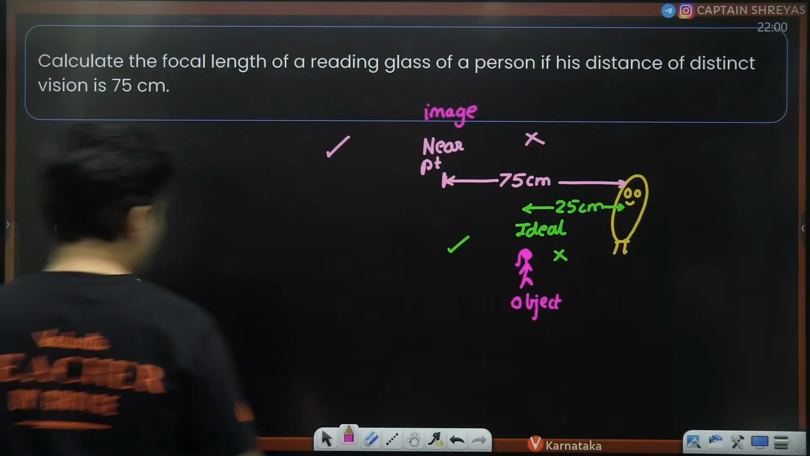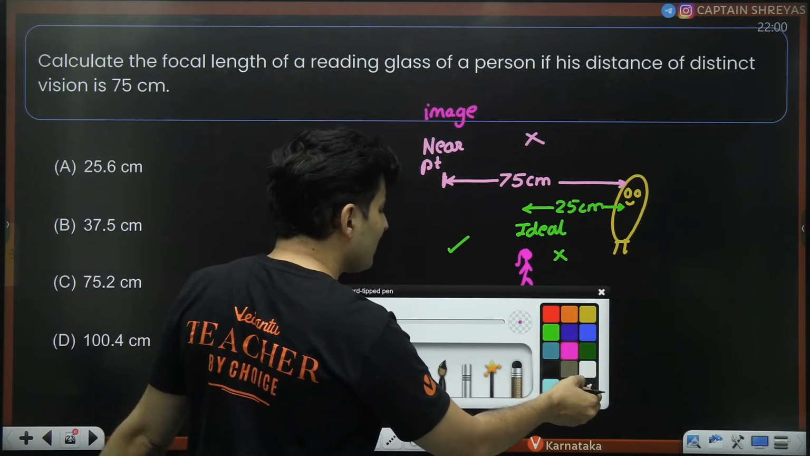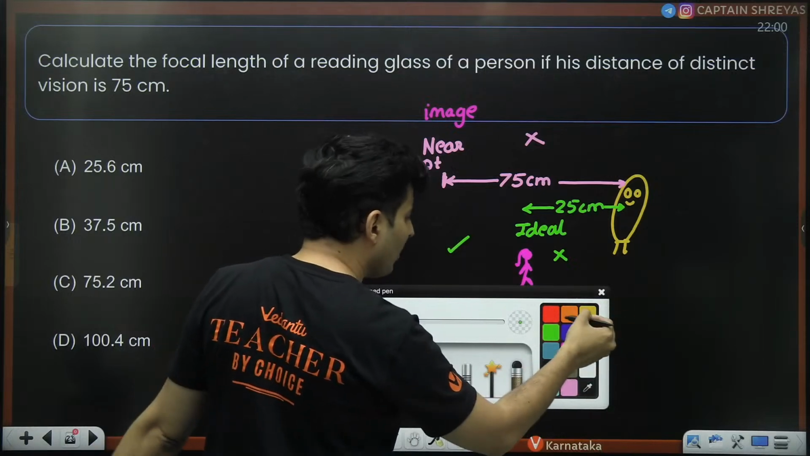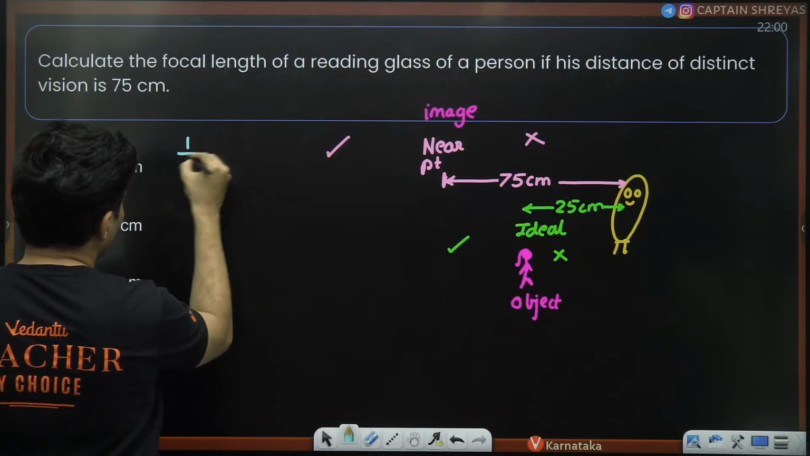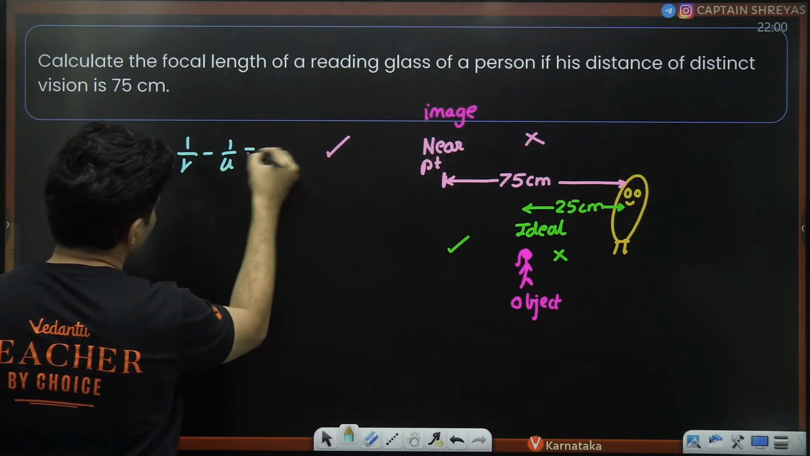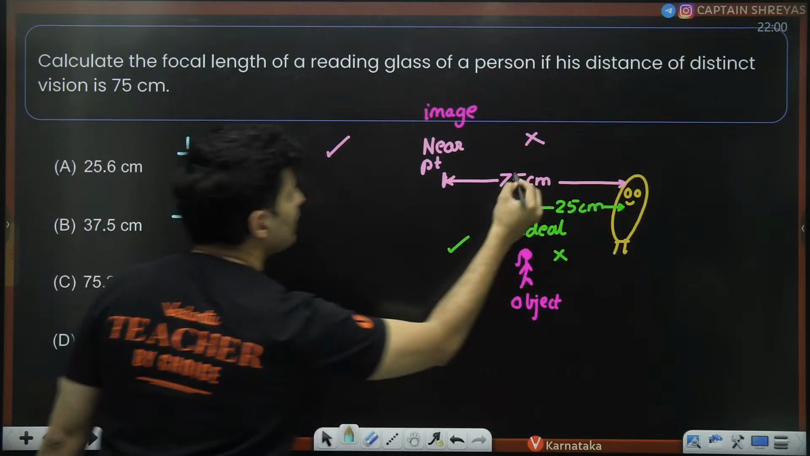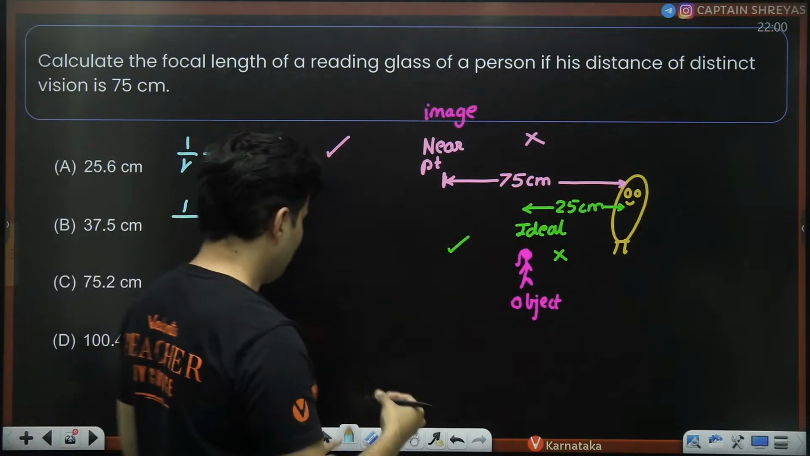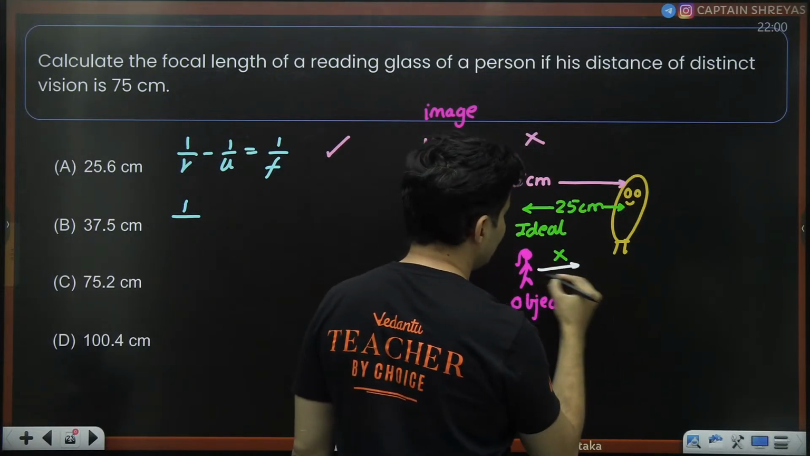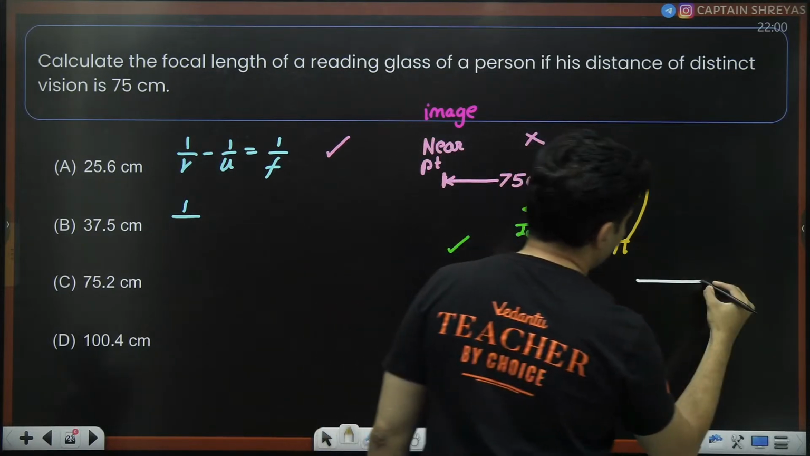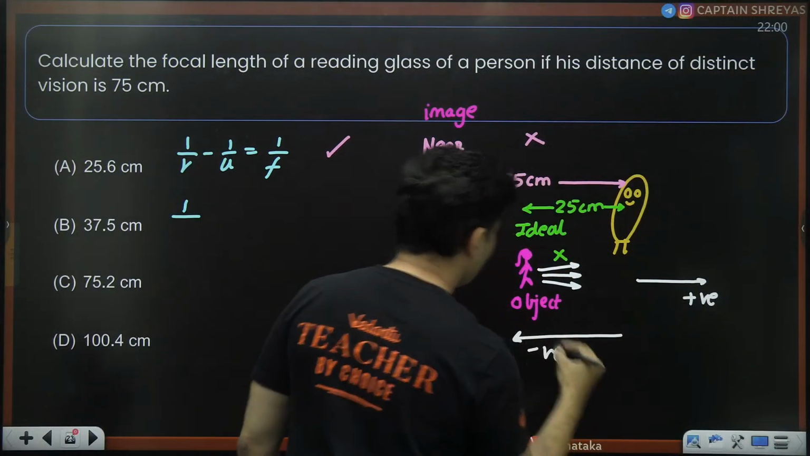Is that clear? So what is the formula that we will use? Obviously, lens formula. Sorry, not lens maker, lens formula: 1 by v minus 1 by u is equal to 1 by f. What is image distance? Image is 75. But which side is positive, which side is negative? You can see the light will go like this. This is the incident light. So this side will be obviously positive side. This side will be obviously negative side.